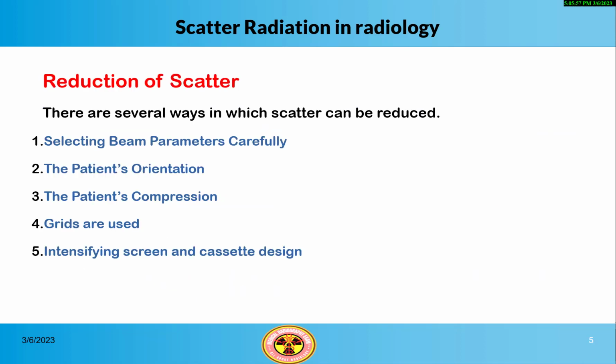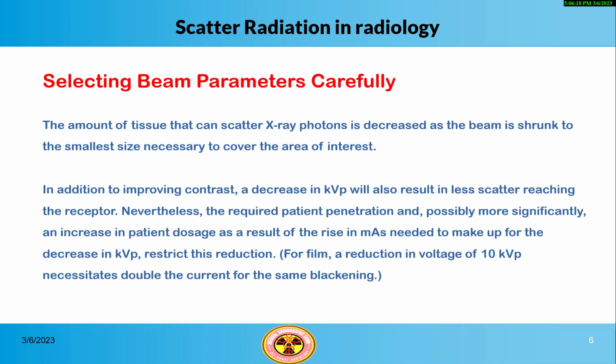Reduction of scatter. There are several ways in which scatter can be reduced. Number 1. Selecting beam parameters carefully. Number 2. The patient's orientation. Number 3. The patient's compression. Number 4. Grids are used. Number 5. Intensifying screen and cassette design.